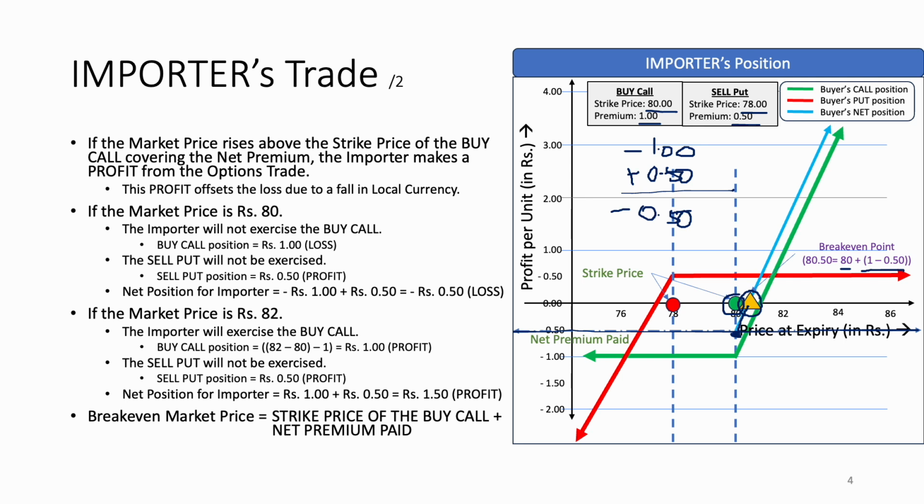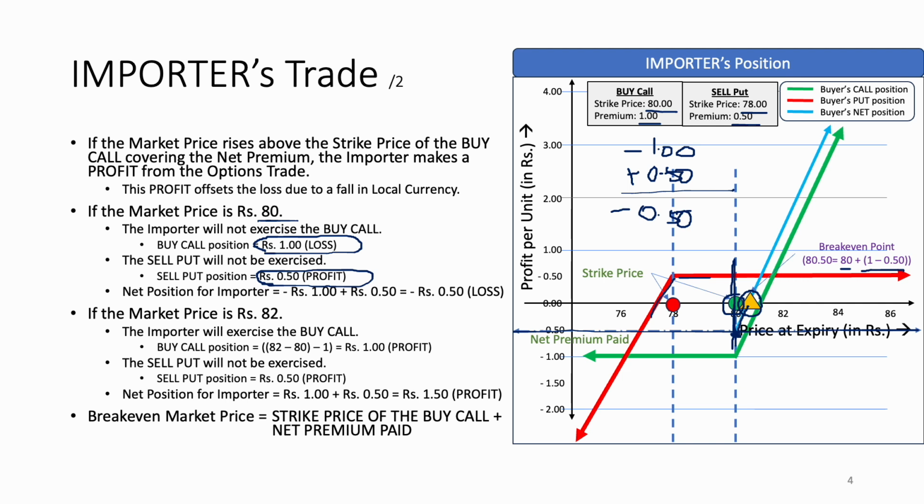If we consider the market price at 80 rupees, then the importer will not exercise the buy call because the strike price is the same as the market price. So he will lose his 1 rupee, which is the premium. However, the sale of the put option will also not be exercised, because the buyer of the put option finds that the market value is not less than the strike price, so he will not exercise it. Since he does not exercise it, our importer will have a profit of 50 paise from this sale put.